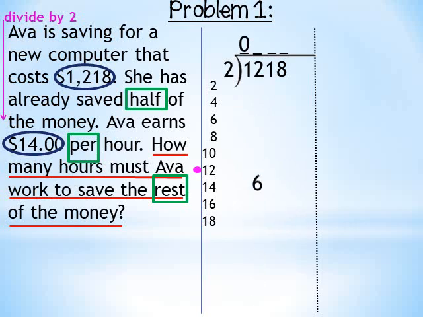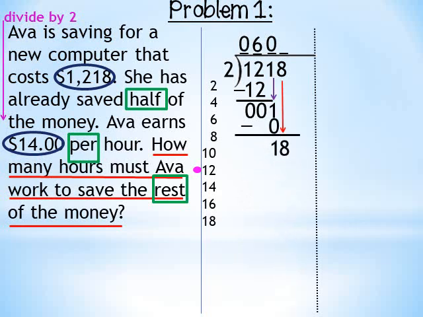It goes into 12 6 times, and 6 times 2 is 12. Subtract and you get 0. Bring down that 1. 2 cannot go into 1, so 0 up and down, and you subtract 1 and 0, and you get 1. Bring down that 8. 2 goes into 18 9 times. 9 times 2 is 18. Subtract, and you get 0.